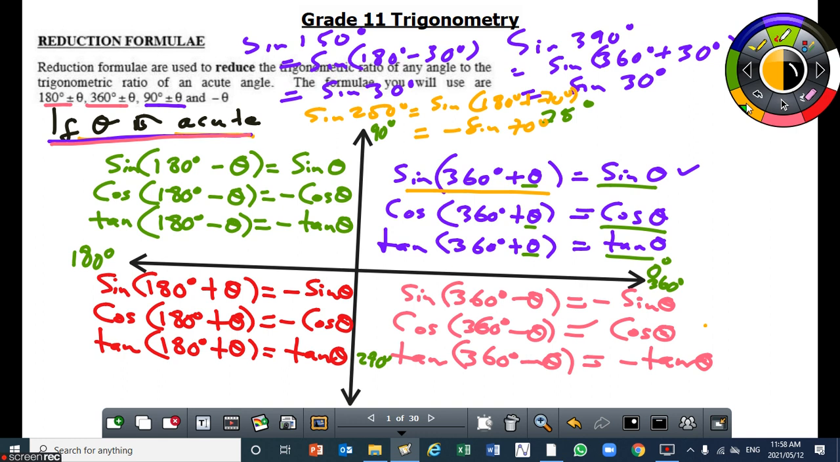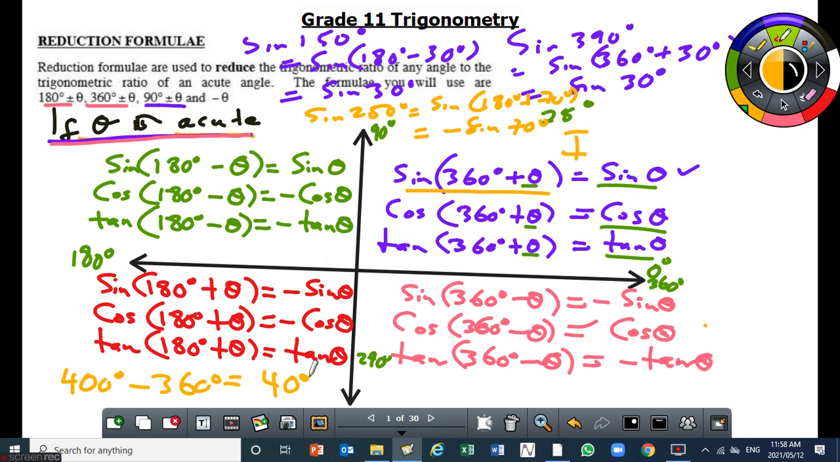So this is the first quadrant. In the first quadrant, the angle theta, if it's acute, will be equivalent to 360 degrees plus theta. So if I give you an angle like 400, 400 minus 360 degrees will give you what? 40 degrees.